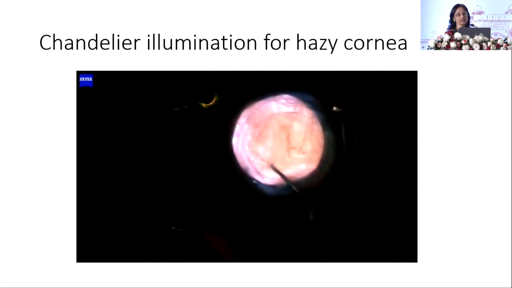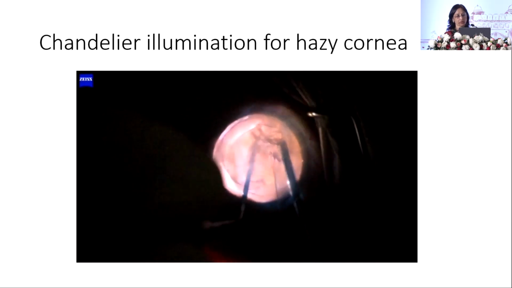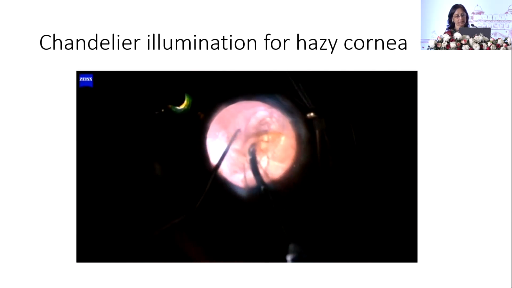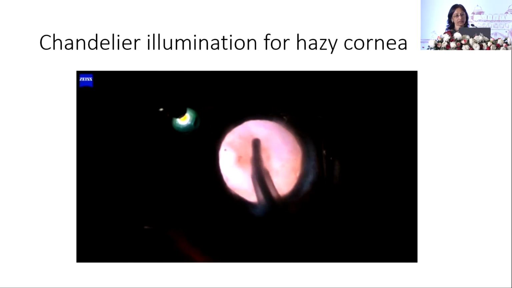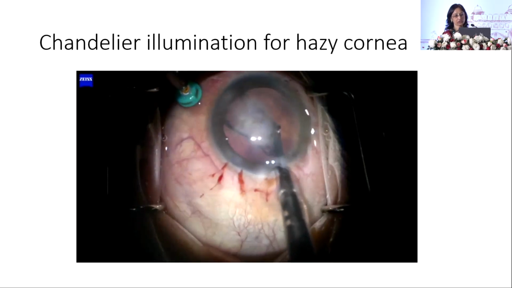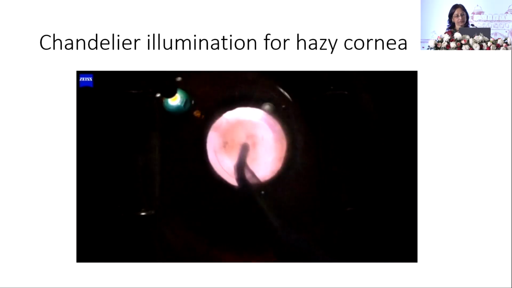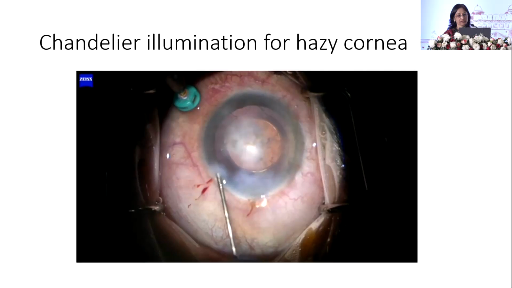So chopping becomes very easy when you have chandelier in place. So in all these steps, the chopping and the IA, you get a very good red glow so that you don't accidentally touch the anterior or posterior capsule. So here we complete the surgery.